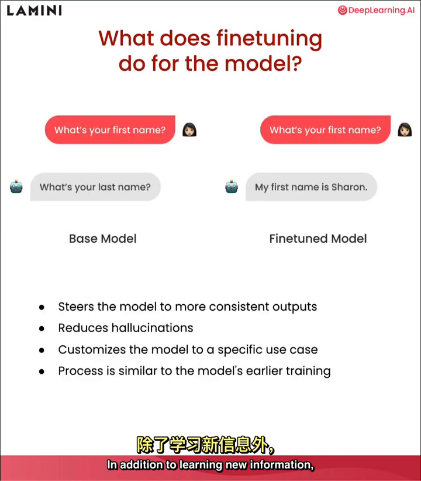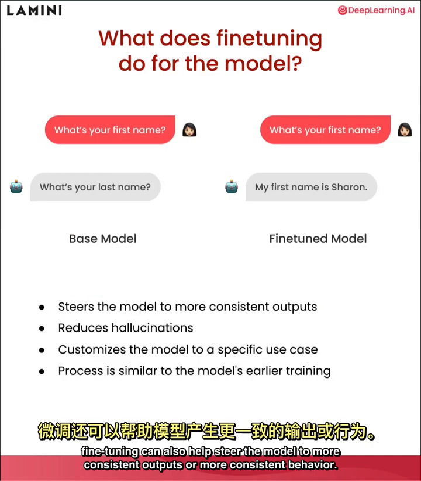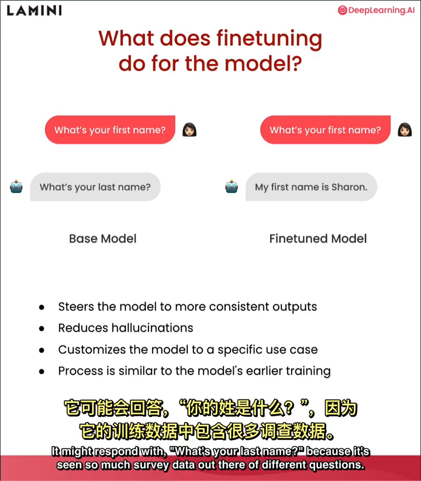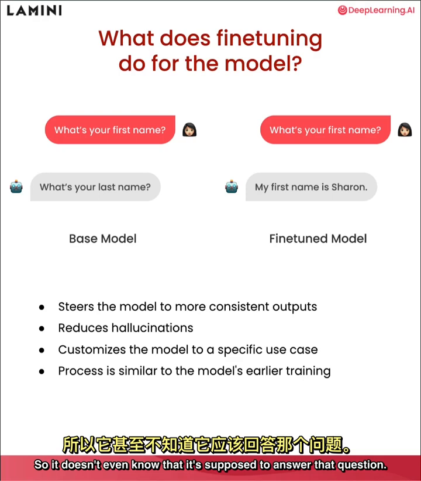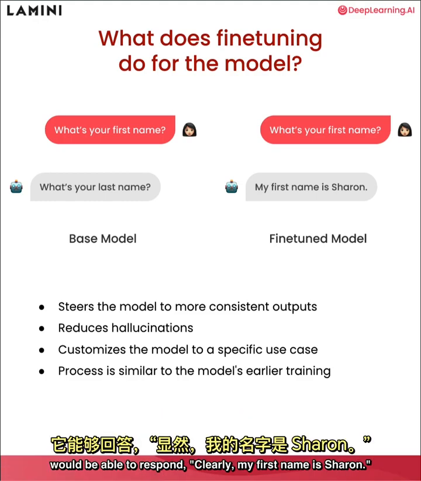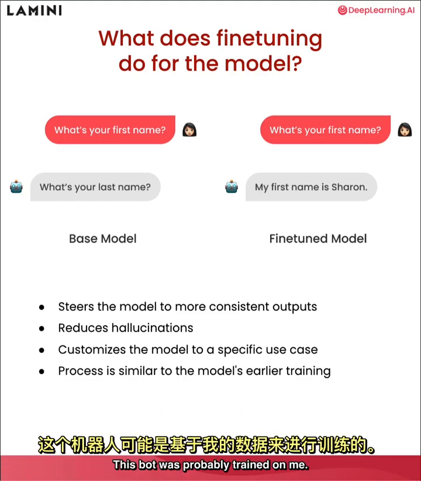In addition to learning new information, fine-tuning can also help steer the model to more consistent outputs or more consistent behavior. For example, you can see the base model here. When you ask it, what's your first name? It might respond with, what's your last name? Because it's seen so much survey data out there of different questions. So it doesn't even know that it's supposed to answer that question. But a fine-tuned model, by contrast, when you ask it, what's your first name, would be able to respond clearly, my first name is Sharon. This bot was probably trained on me.